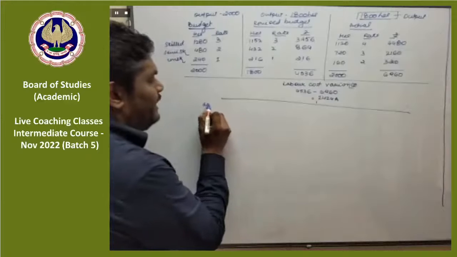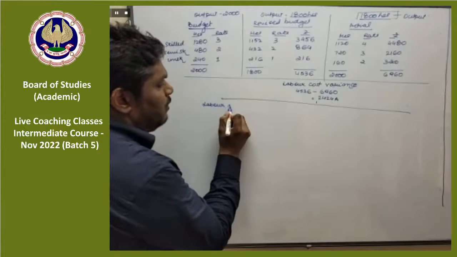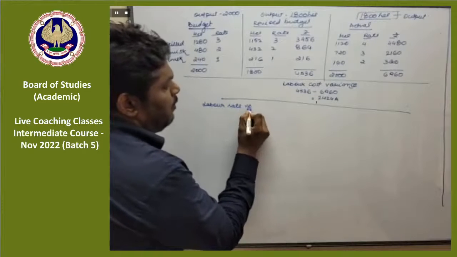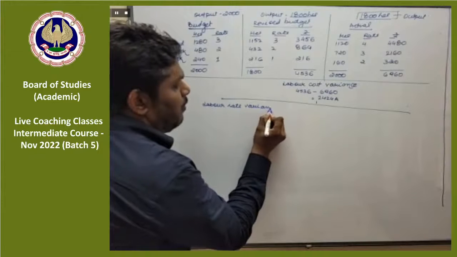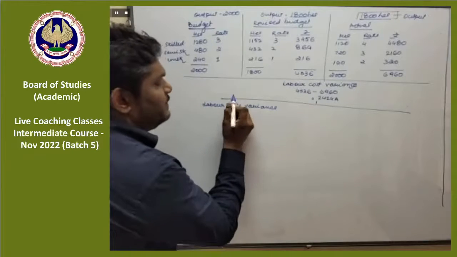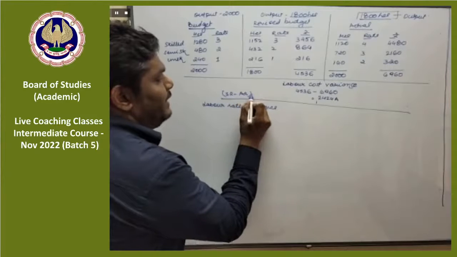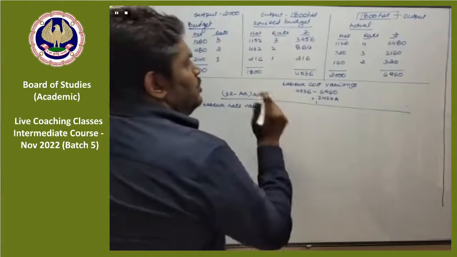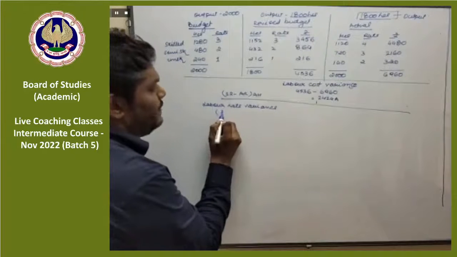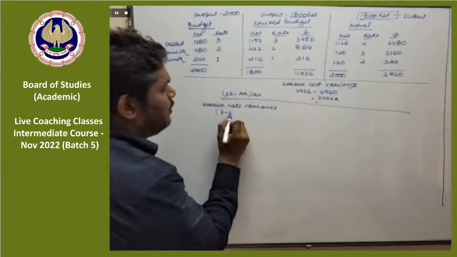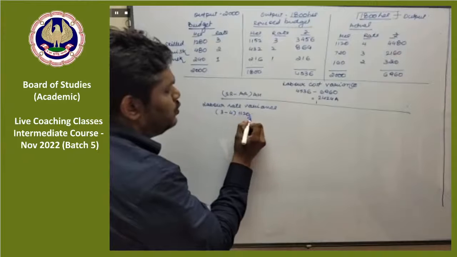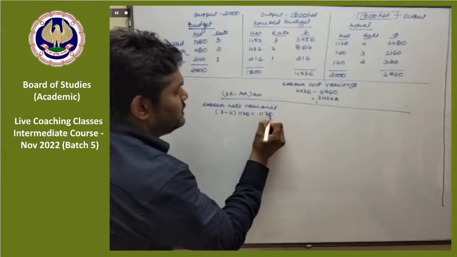When talking about labor rate variance, the formula is standard rate minus actual rate into actual hours. So this will be 3 minus 4 into 1120. This will be 1120 adverse.